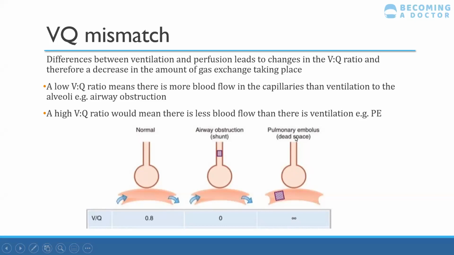to receive the gases. So VQ mismatches are important because if you have one, it can cause a reduction in the amount of oxygen that you're getting in the body, causing hypoxia. And it can also cause an increase in carbon dioxide in the blood. So VQ mismatch is something to watch out for when you're dealing with people that might have pulmonary diseases.